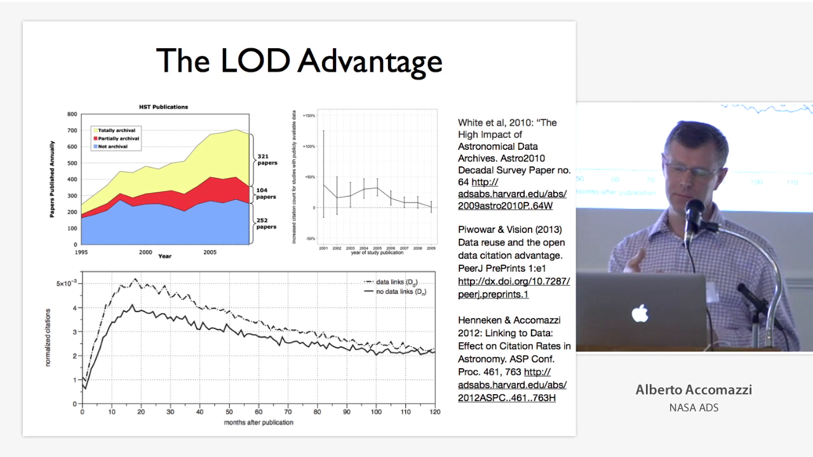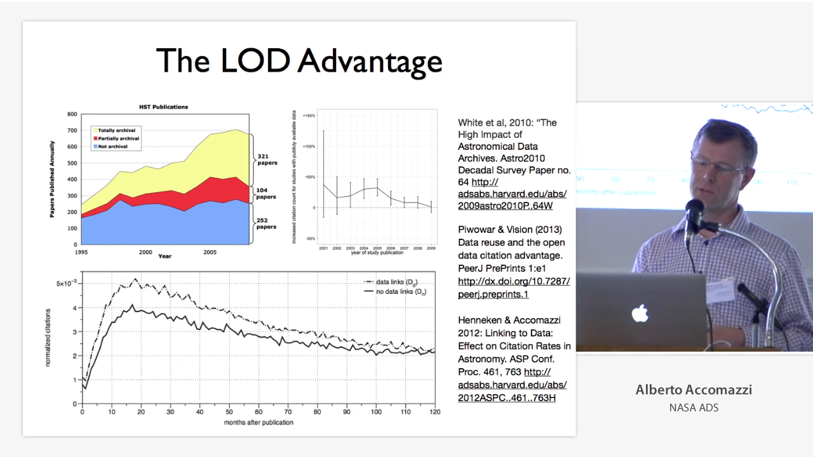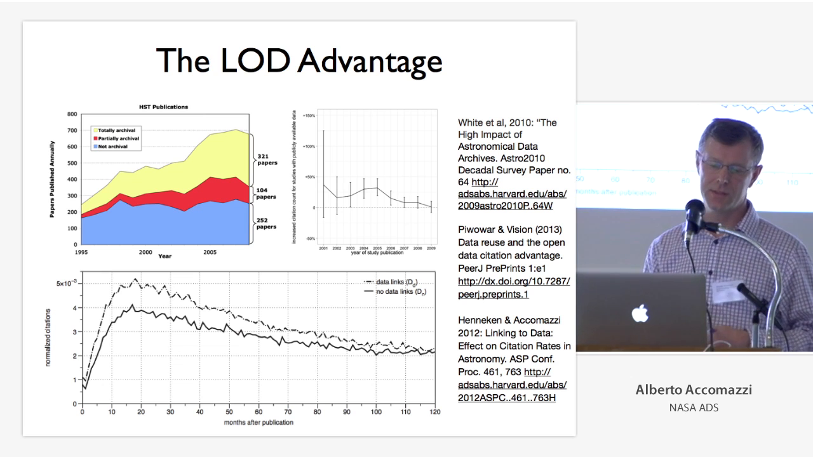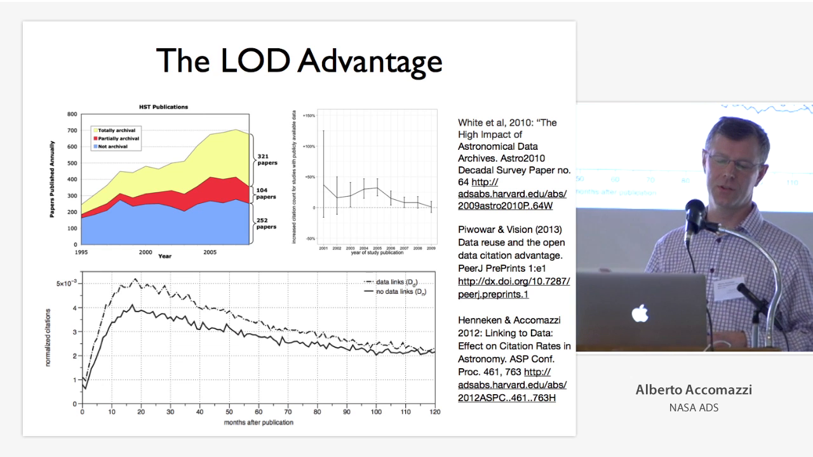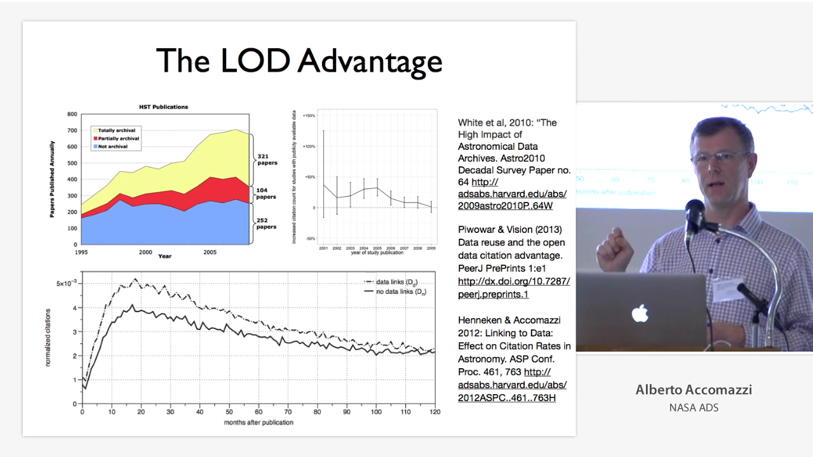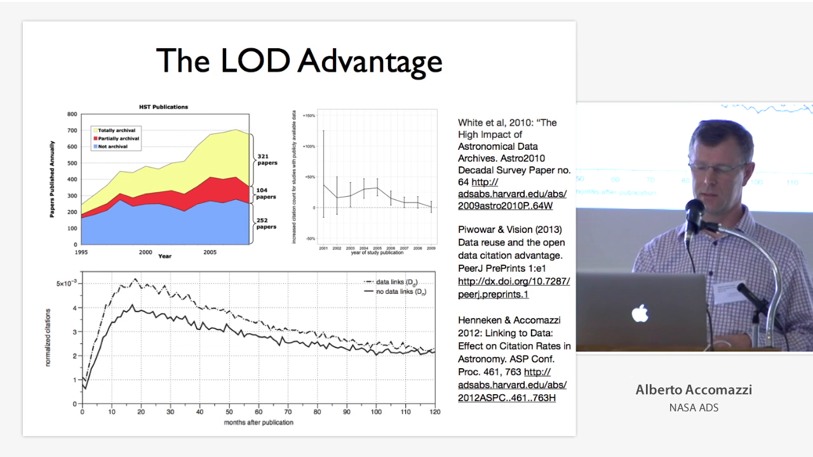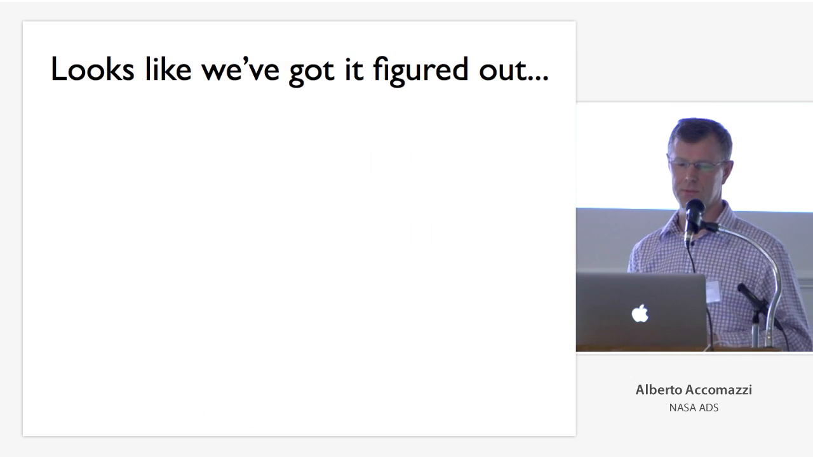Here I reference the recent paper by Heather Piwowar about reuse of data in biology, and our own study at the bottom of the citation advantage for papers in astronomy that have data linked to them, open linked data sets available to them, where we find about a 20% citation advantage for those papers.